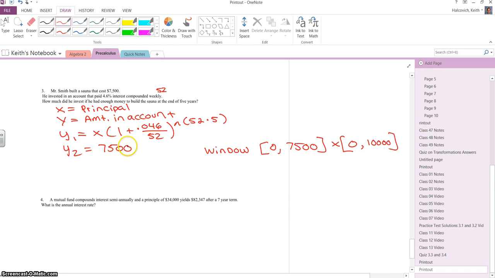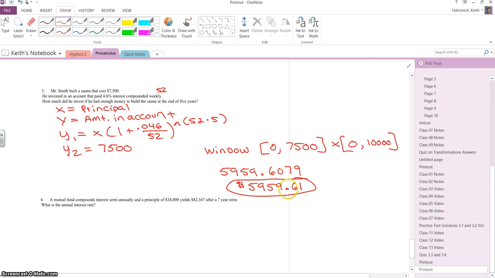And then when we do the intersection, we get $5,959.6079. So remember, when we round up, it's going to be 61 cents. That's how much you need to invest initially in this account in order to get that $7,500 for the sauna.